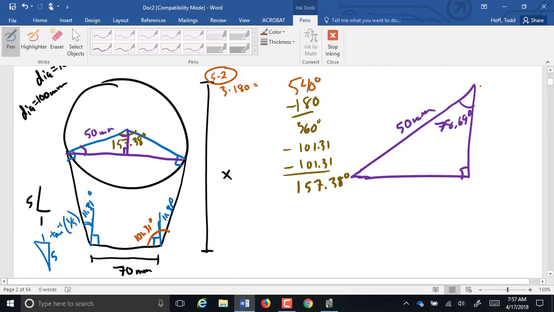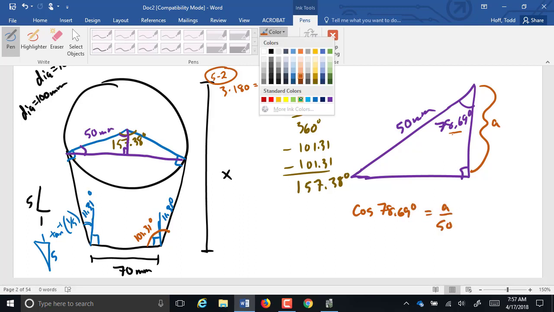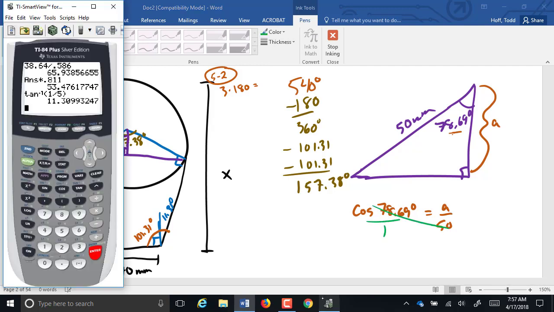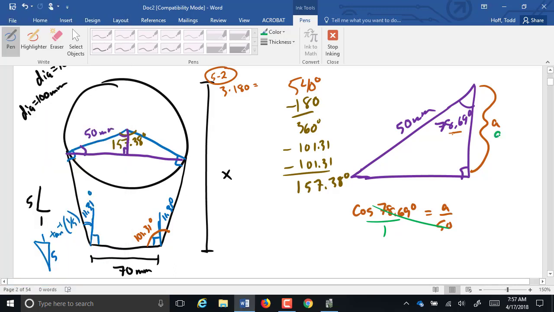So I can find that height. I'm going to call it A. That would be a cosine because that's the adjacent side to my angle. Cosine 78.69 equals A over 50. Cross multiply. That would be cosine 78.69 times 50 divided by 1. 9.81 we'll call it.